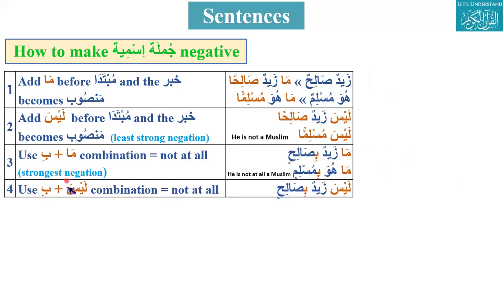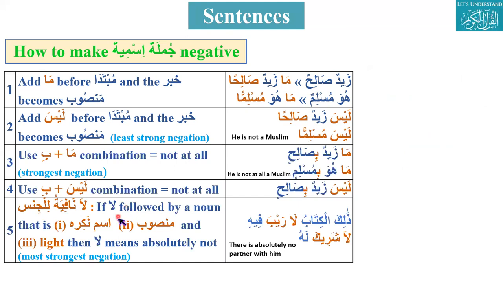Okay, then we have ma plus b and Laisa plus b. This is the least strong negation, and these are the stronger negation. And one is the strongest negation, that is la nafiyatul jins. If la is followed by a noun, that is ism nakira mansub and light, then la means absolutely not.